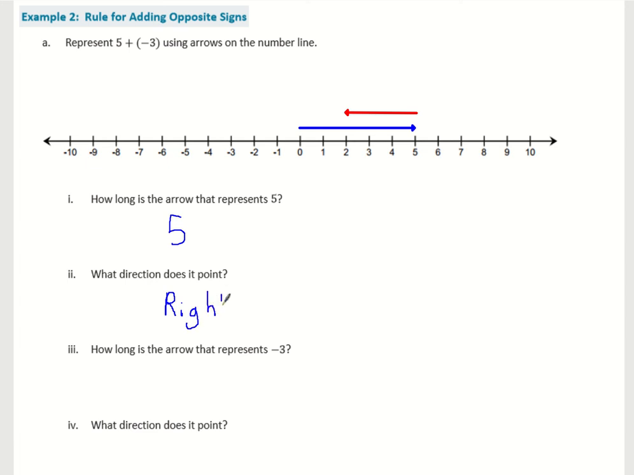It's pointing to the right. And it asks us these same questions, but for negative 3. Okay, well, negative 3 is 3 units long. And I need to remember in the back of my head, the absolute value of negative 3 is 3. Remember that in the back of your head. What direction does this one point in? Well, this one's going to point to the left because it's representing a negative number. Negative numbers tell us to go to the left.